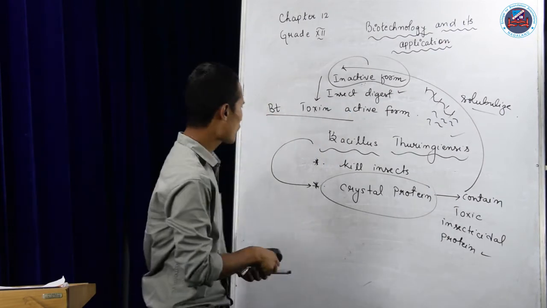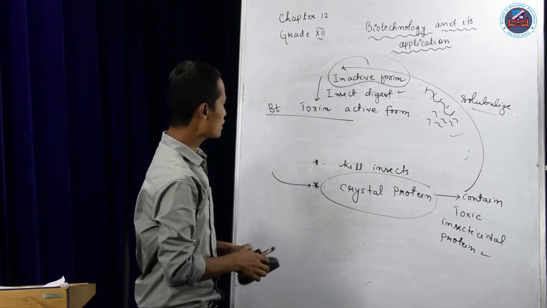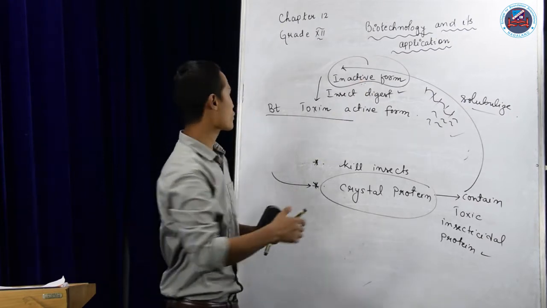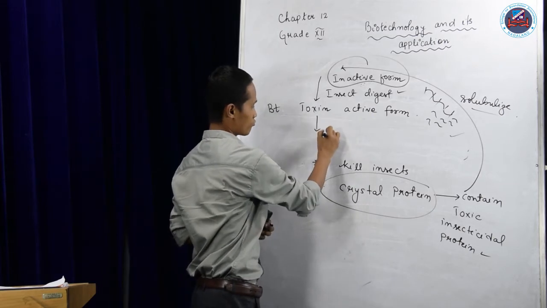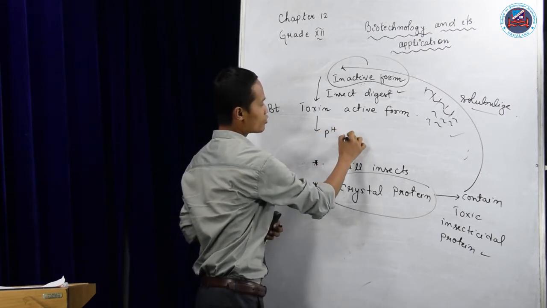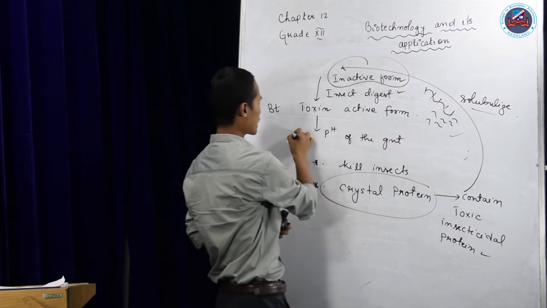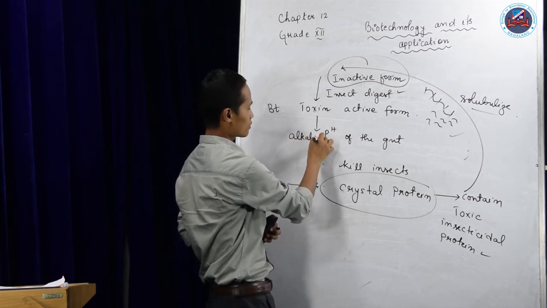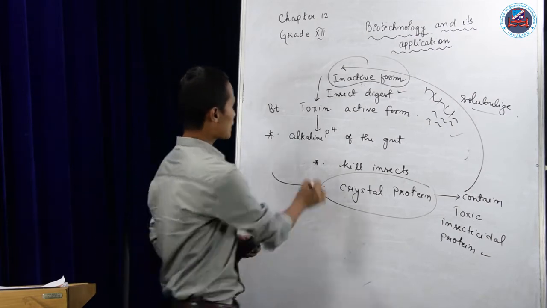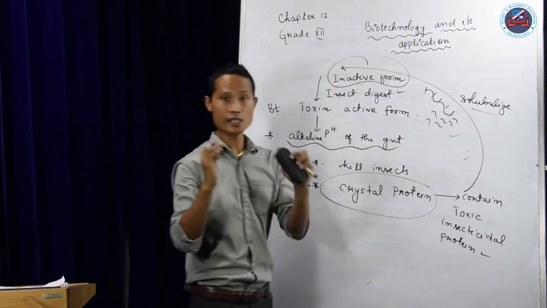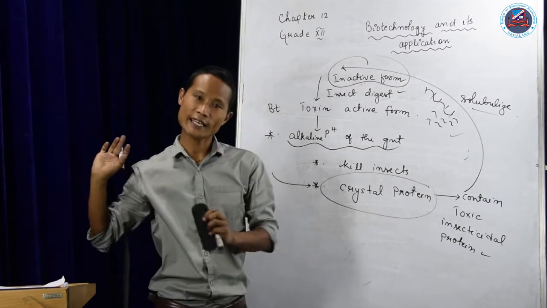Now, why? Because in the insect, the conversion of the inactive form to the active form is because of the pH, the pH of the gut. This is alkaline pH. So this question was asked in your competitive examinations. Alkaline pH of the gut of the insect. Because of that only, the inactive form gets converted to the active form.